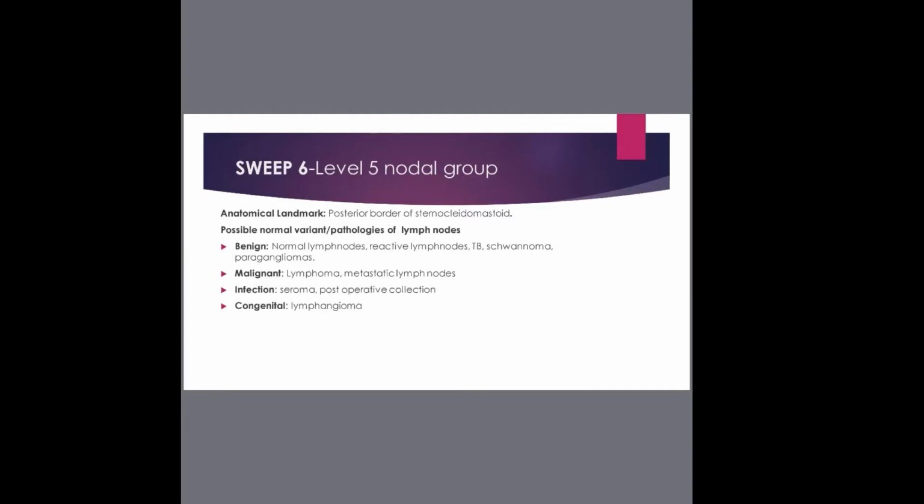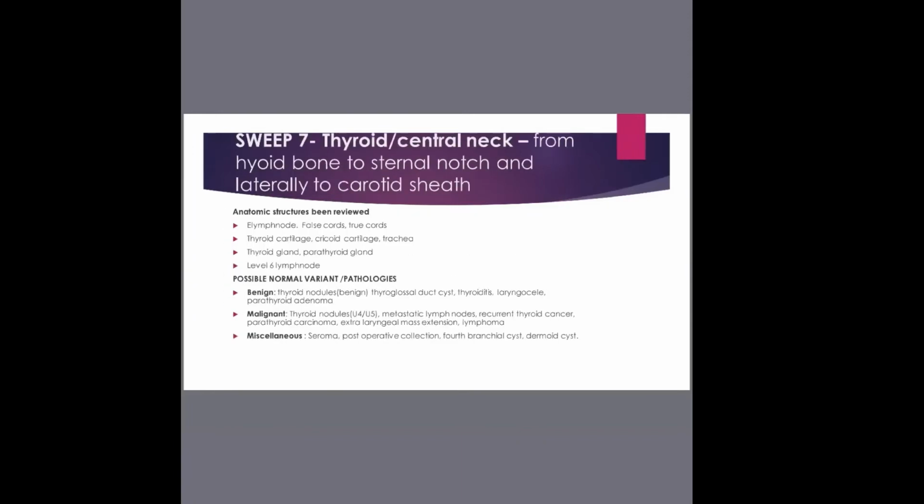So that's sweep 4. Sweep 5 is from the level of the subclavian vessels to the anterior border of the trapezius, which is what I've said earlier. And then sweep 7 is the thyroid or central neck.